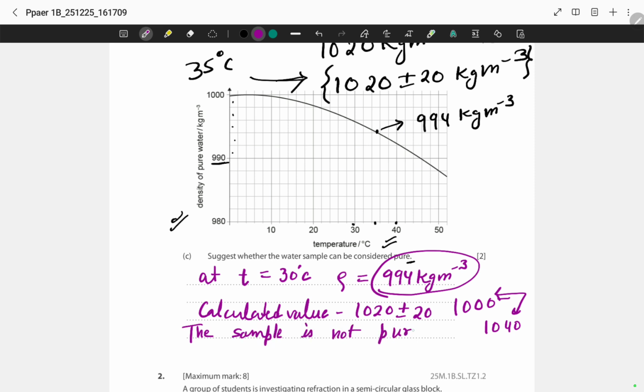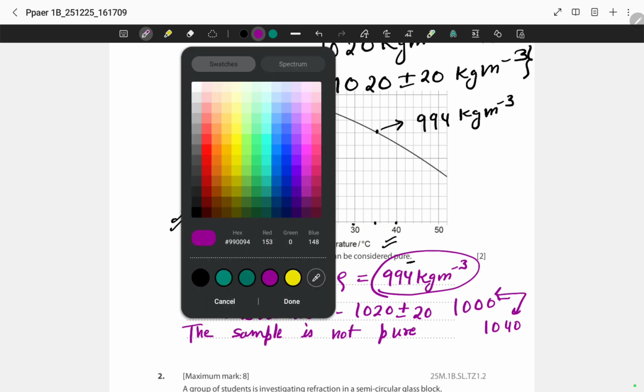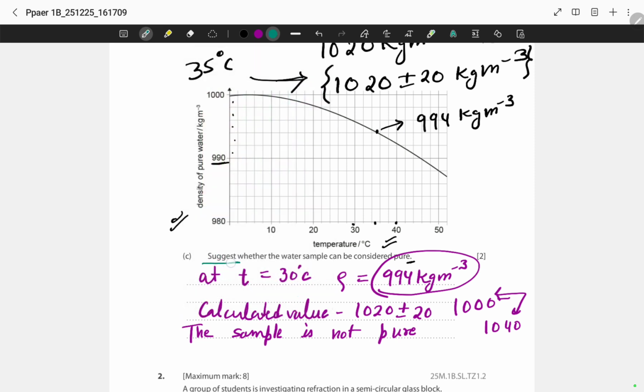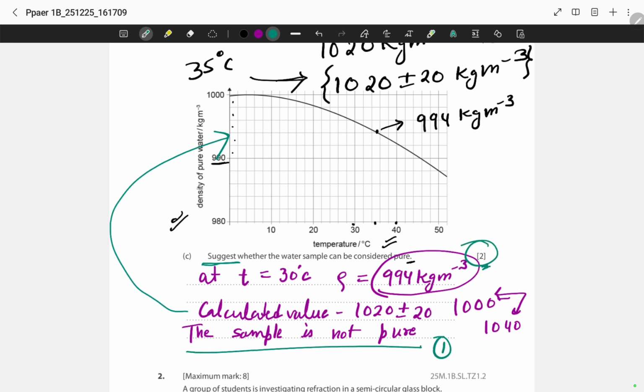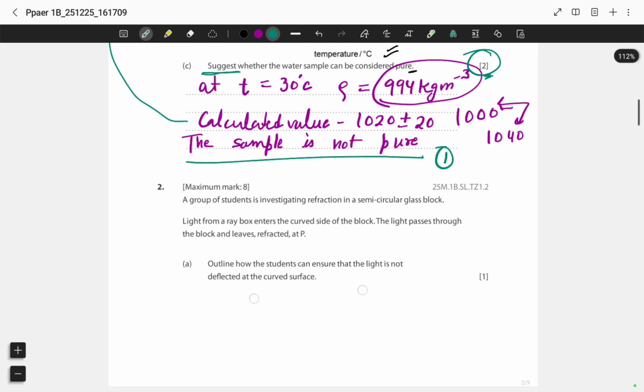Here it is very important that you refer to the data given, because they have used the command term suggest. You would suggest based on some evidence, right? The evidence is over here, so it's very important that you refer to the data. If you don't refer to the data and you just write it's not pure, you only get 1 mark. In order to get 2 marks, you need to refer to the data. Please remember, this is a data-based test. It tests your skill, so it's very important that you refer to whatever information they have given to you.